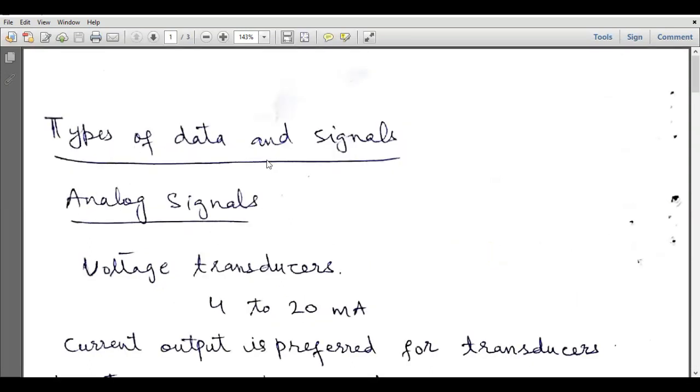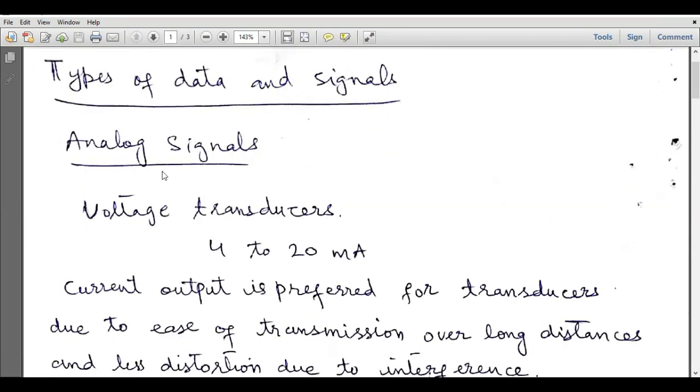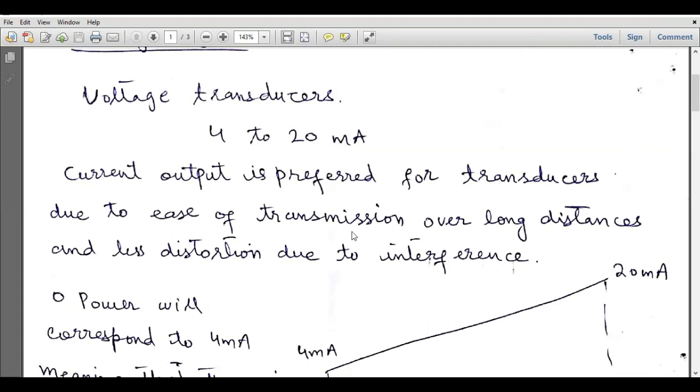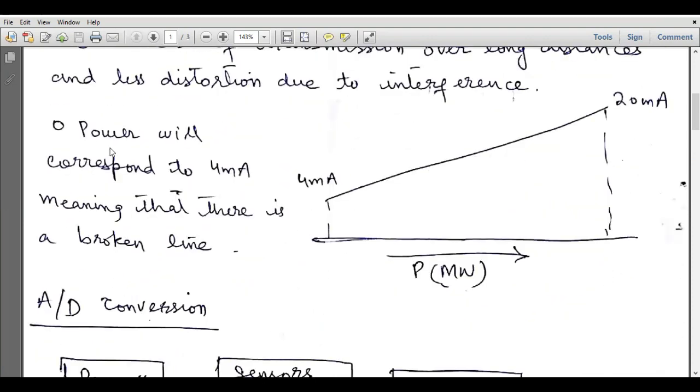Now we will discuss the types of data and signals. The first type is the analog signal, and analog signals actually use transducers, and these transducers have a 4 to 20 milliampere output. The current output is preferred for transducers due to ease of transmission over long distances and less distortion due to interference. So current transducers are preferred, and if we have zero power, it means we will receive a current signal of 4 milliamperes.